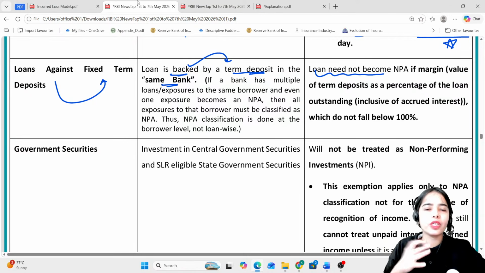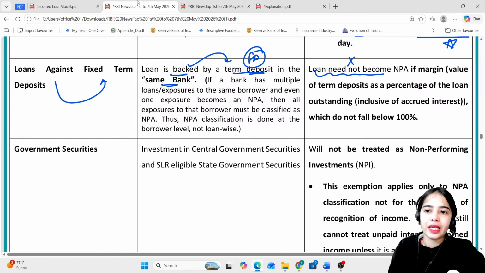Okay. So if the loan is backed by a term deposit, that is a fixed deposit in the same bank, the loan need not become the NPA if the margin, that is the value of the term deposit, is not below 100%, including the interest.